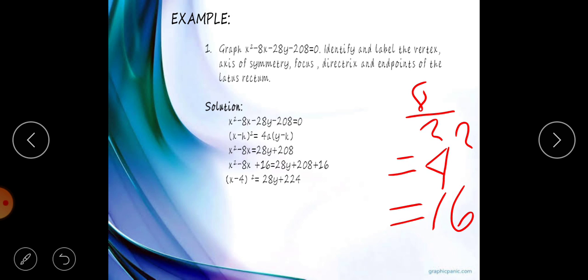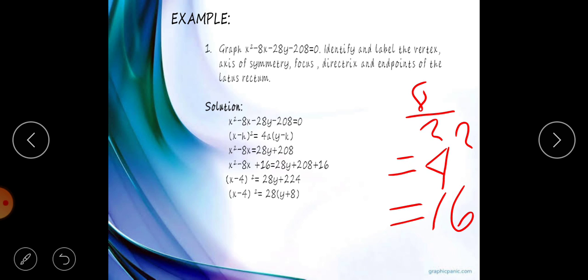The factored form of x squared minus 8x plus 16 is (x minus 4) squared. On the other side, we add 208 plus 16 and copy 28y, so it will become this. After that, just factor out 28 from 28y plus 224, so it will become 28 times (y plus 8). So we now have our standard form of the equation.